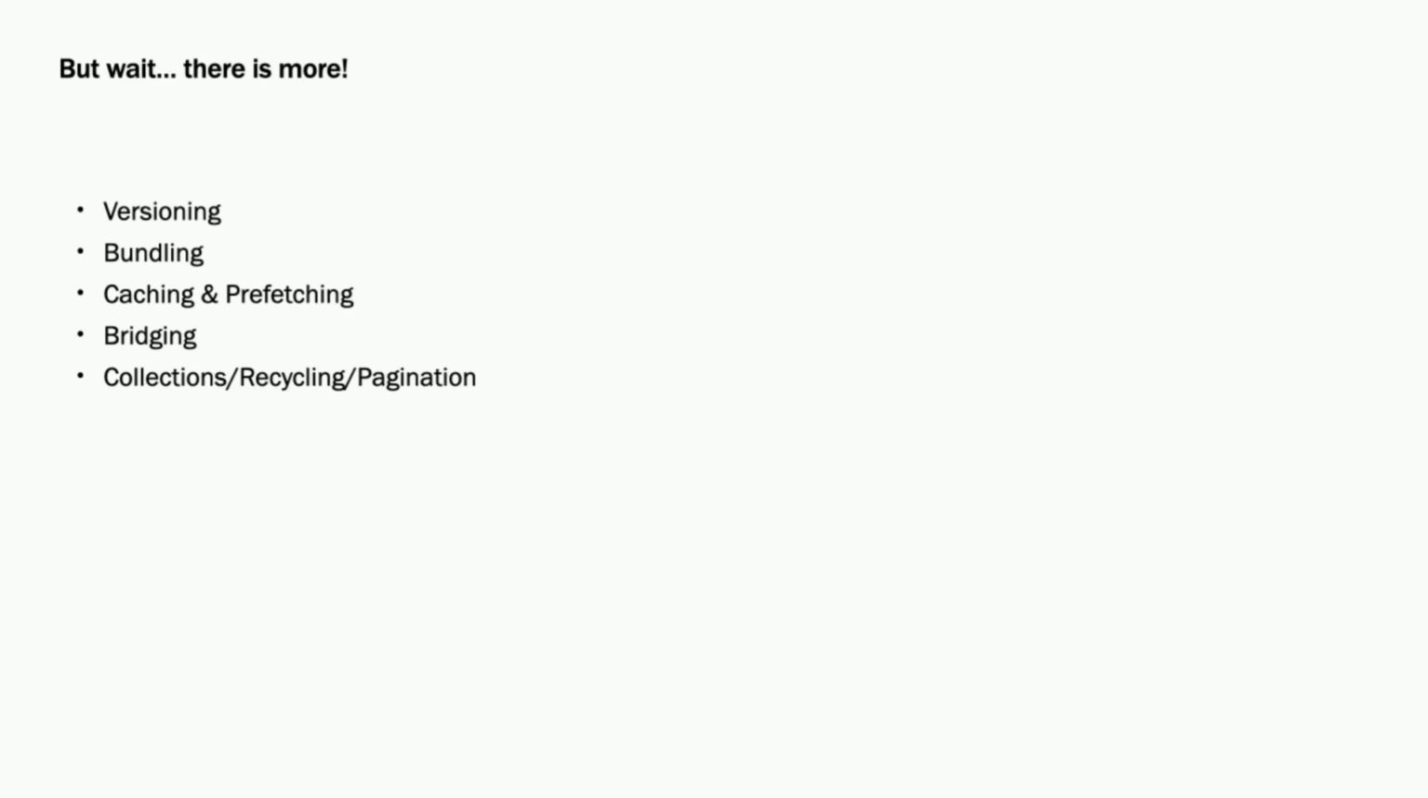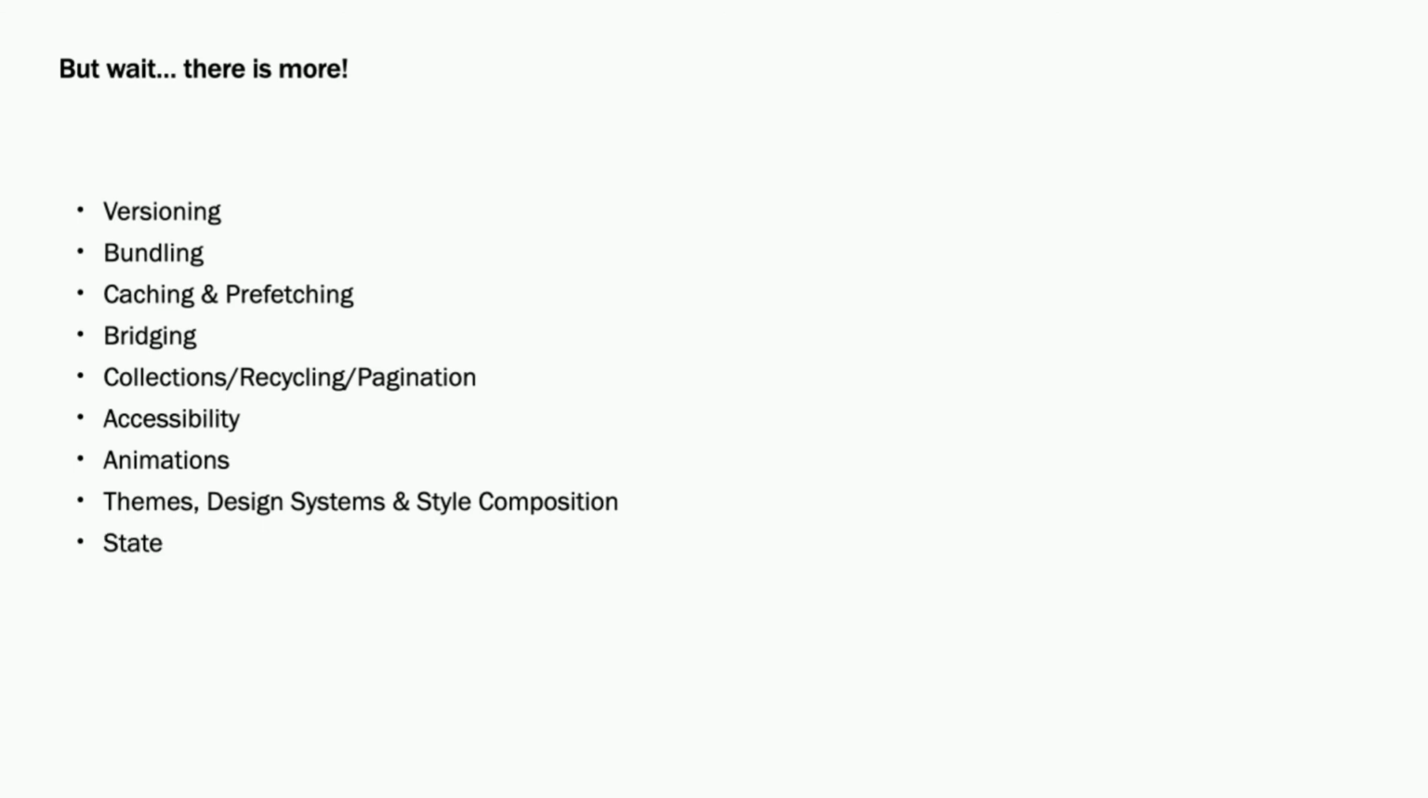Bridging is what I mentioned before about calling internal frameworks and perhaps using different views than you normally would. We also didn't touch much on collections recycling, so we could talk more about that offline if you want. Accessibility, very important. Animations, APIs, working with design teams, style composition, and state, which is a major topic to cover.